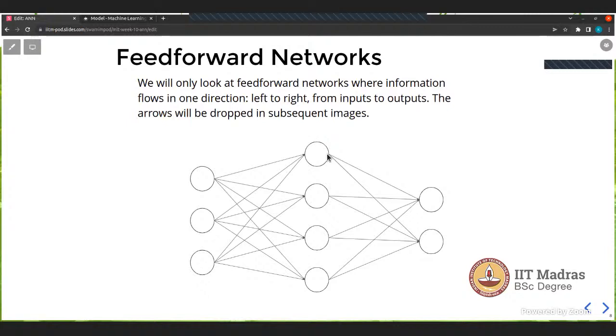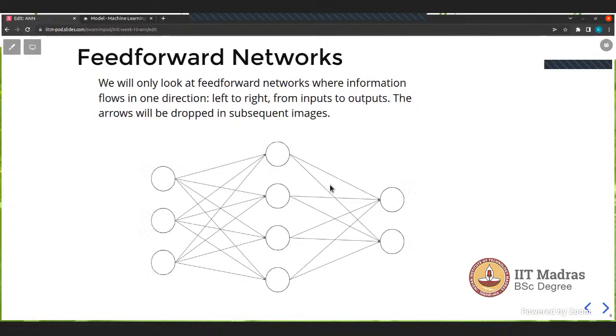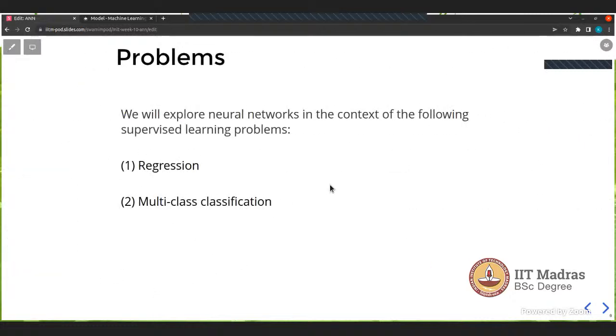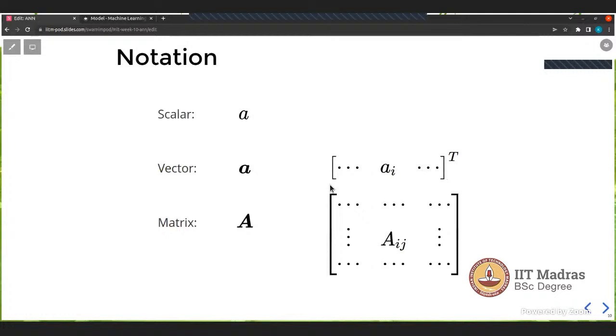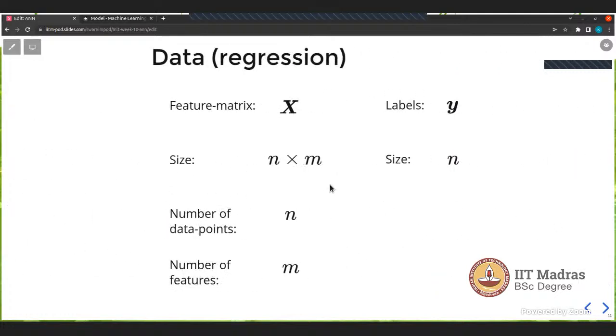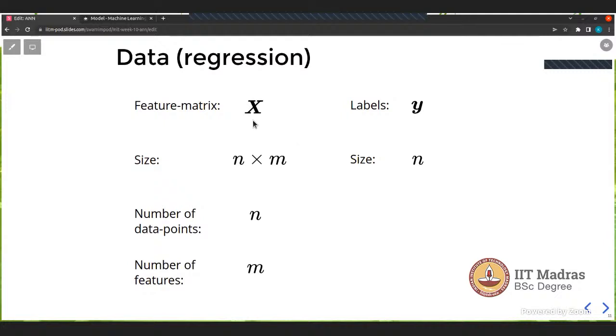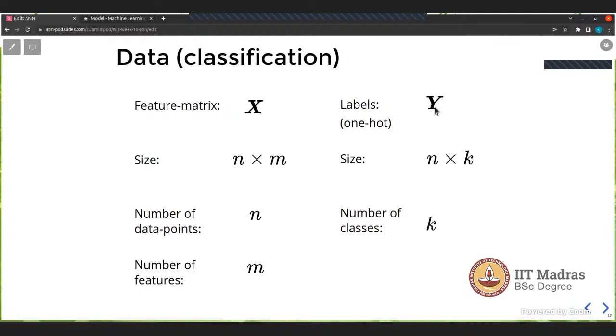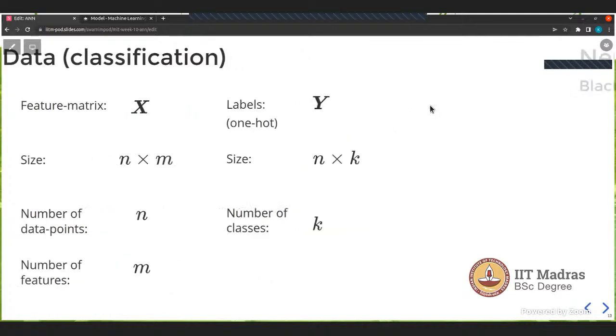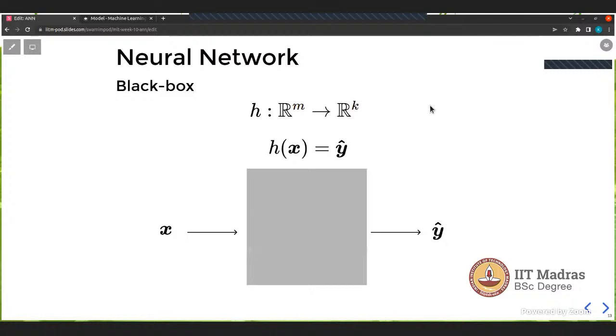In this course, we are only focusing on feed-forward networks. So there are no backward connections. Everything moves from the input onward to the output. We are looking at only regression and classification. Notation should be familiar to you by now. Data is also standard: n by m feature matrix and label vector for regression, and the only change is a label matrix for classification. As a black box, what does a neural network do? You can think of it as a function approximator. It learns a function from the input space to the output space.